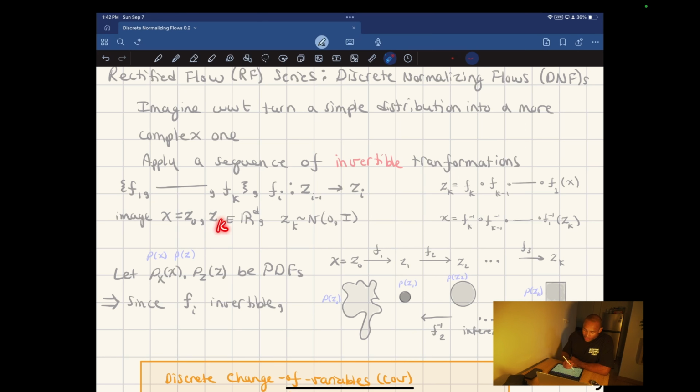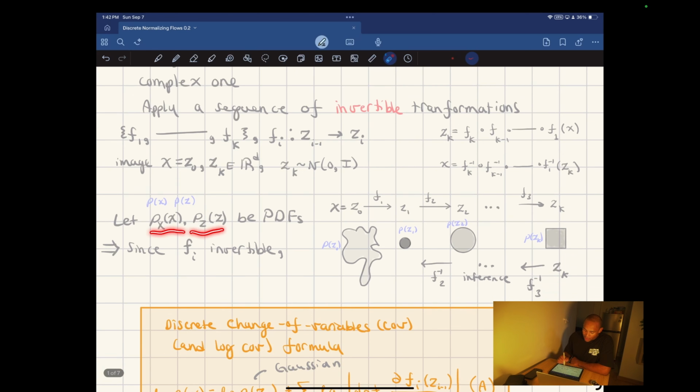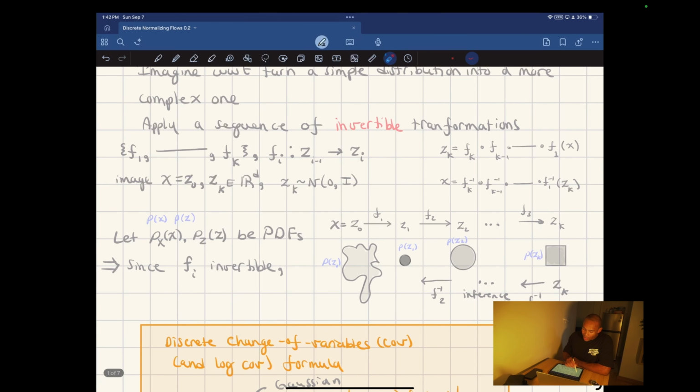And then z_0 and z_K are all image vectors, and z_K is a standard normal, a standard Gaussian. And p(x) and p(z) are probability density functions, PDFs. So we have a sequence of invertible transformations f such that when we apply them all to x, we get a standard normal. And so this is training. This is what we're going to do during training.